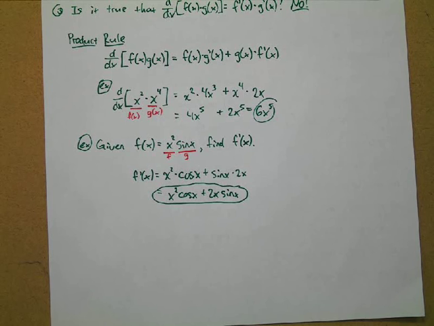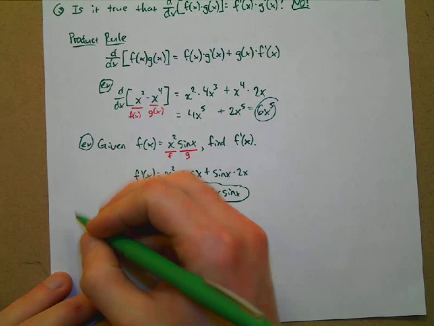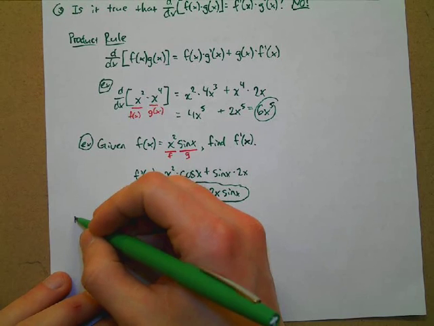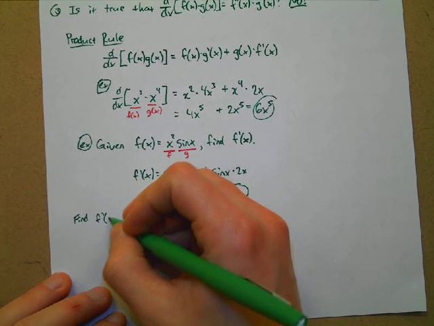So let's see here. Again, we'll just say, find f prime of x. Find the derivative of f here, given f of x. I don't know, let's say f of x is x squared times 3 plus 4x cubed.